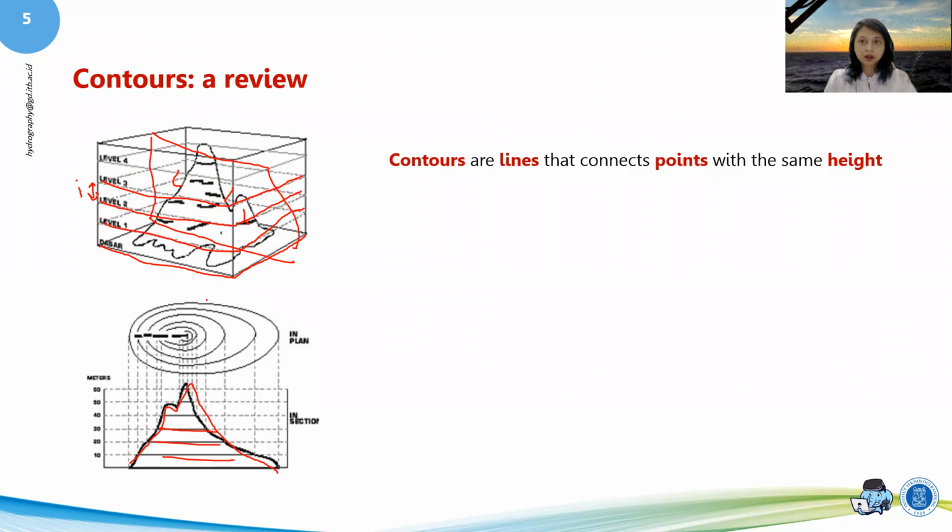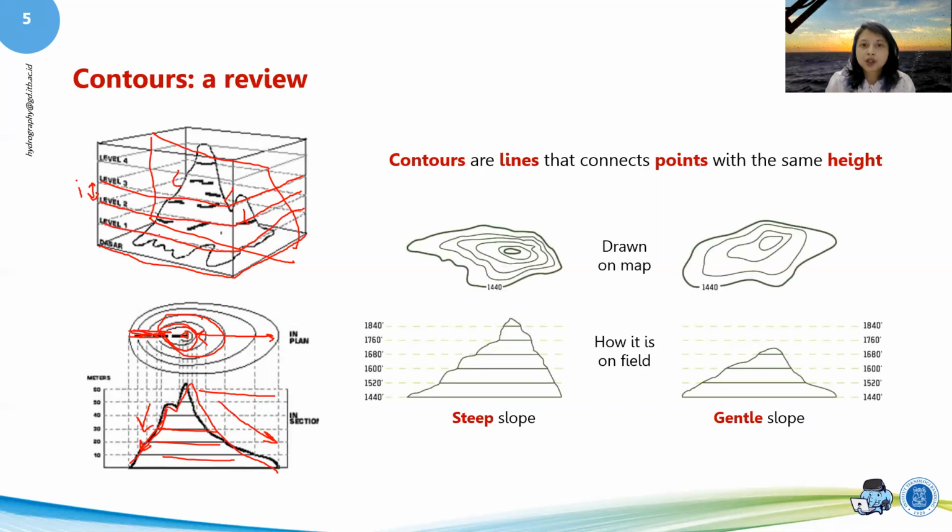If we have a look at it from up above, then it will basically look like this. As you can see, denser contour lines mean it's a very, very steep slope. But if it's not that dense, if it's quite sparse, then it means it's a gentle slope. So if it is drawn on a map like this, this is how it looks in your cross section. And you can see here again, there's a steep slope over there.